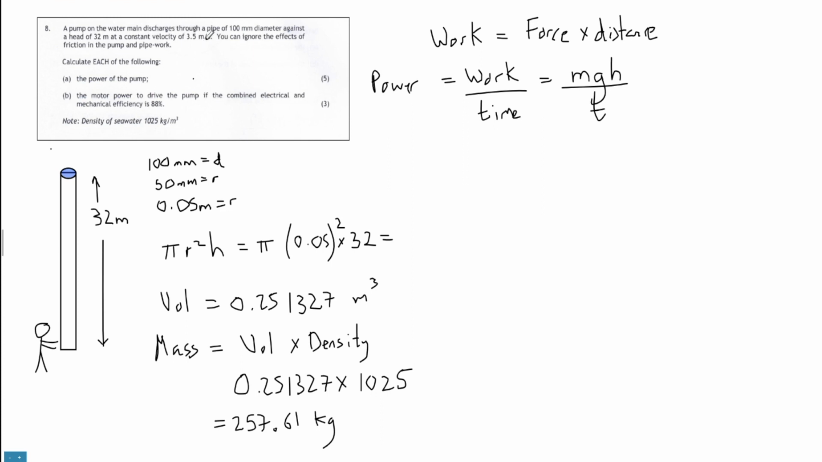But how far are we lifting this thing? And the really weird thing is, it depends on the question you're doing. But this one they give us a velocity of 3.5. You know, velocity is like speed. It's distance divided by time. So we have a distance and time in here. It's like tagged in there.